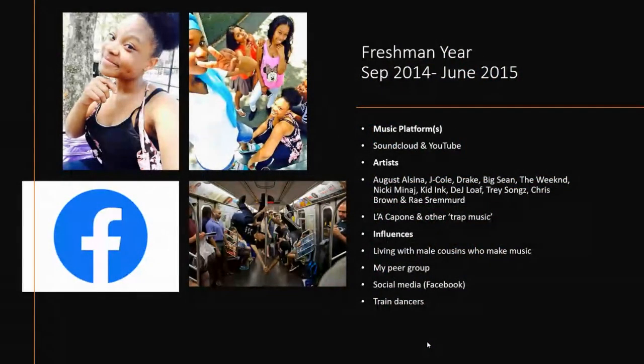In my freshman year of high school, I started looking at different music platforms such as SoundCloud, and I was also listening to more artists that were hip hop and basically R&B. I was listening to artists like Alessia Cara, Drake, The Weeknd, Trey Songz a lot, Chris Brown. I was also influenced by my peer group, being a freshman adjusting to high school life, as well as using social media. If I was on a train and dancers had a music mashup, I would look for the songs.